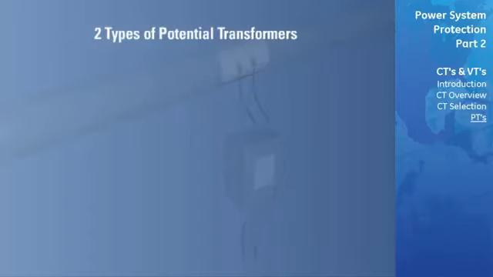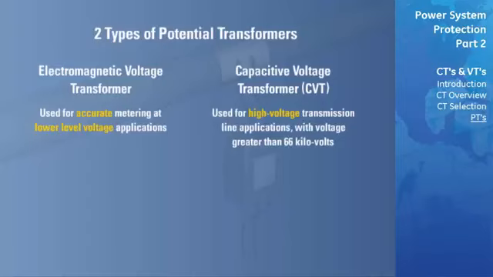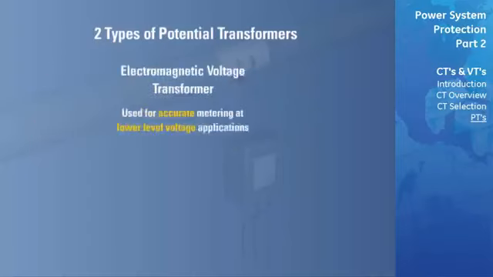There are 2 different types of potential transformers used today: the electromagnetic voltage transformer and the capacitive voltage transformer. Electromagnetic voltage transformers are usually used when accurate metering needs to be performed for lower voltage applications. Capacitive voltage transformers are commonly used in high voltage transmission line applications where the voltage is higher than 66 kilovolts.